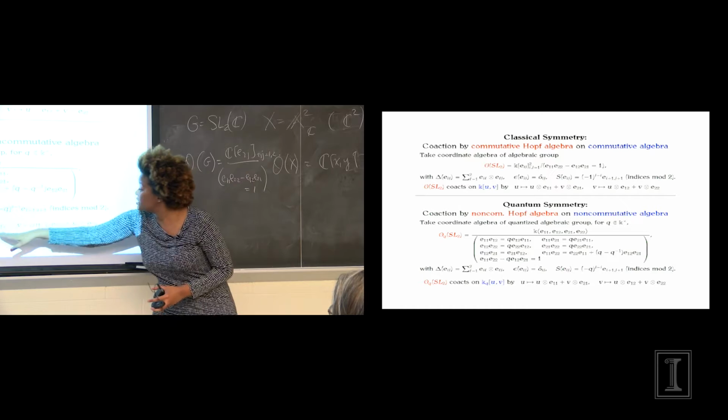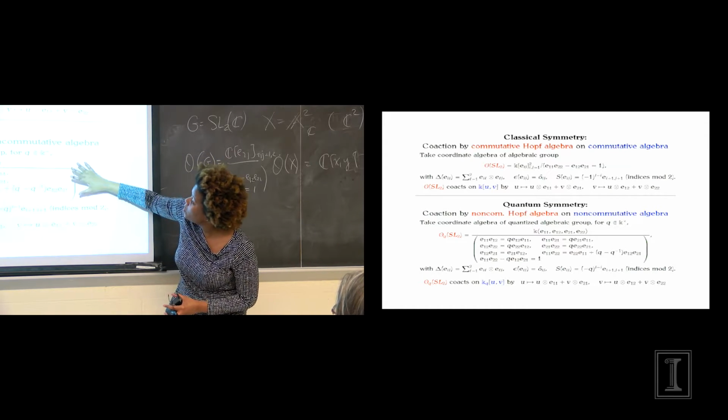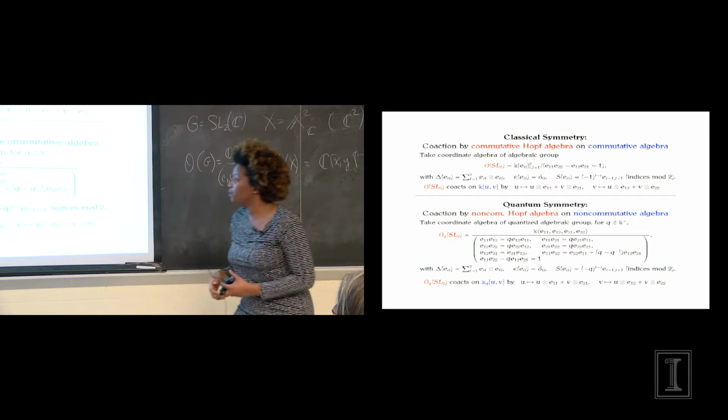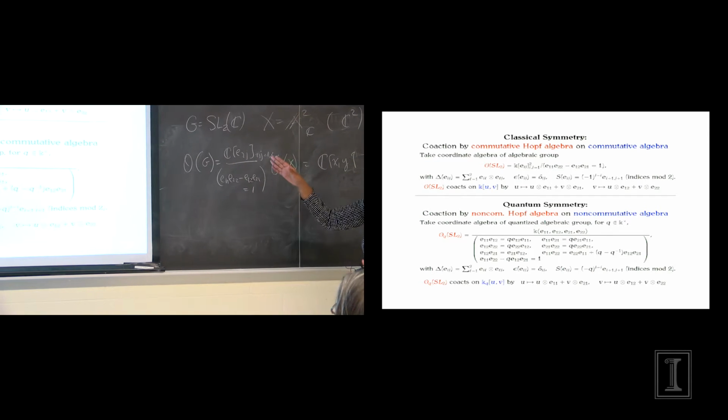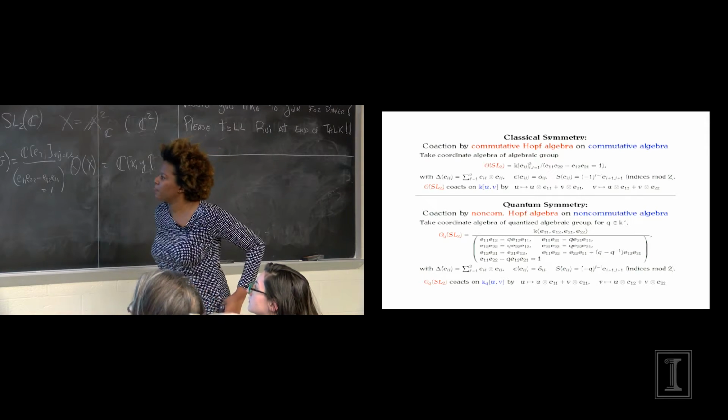And we can even use the same coaction to get a coaction of this quantum or non-commutative Hopf algebra on this non-commutative algebra here. Okay? So the upshot is, sticking Q's in a careful way, we get from classical symmetry to quantum symmetry really quickly.